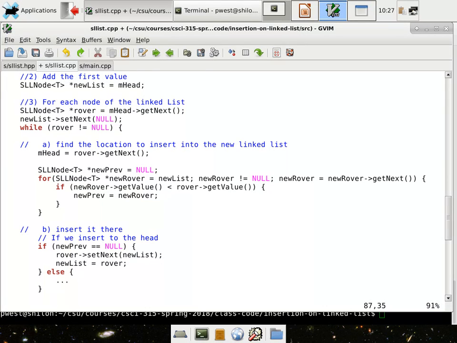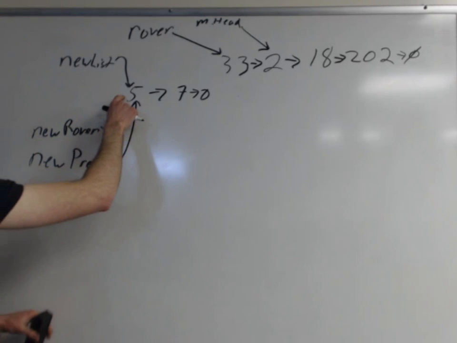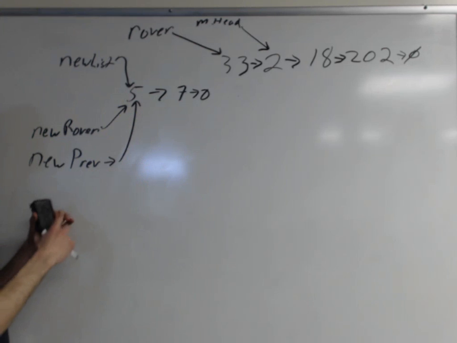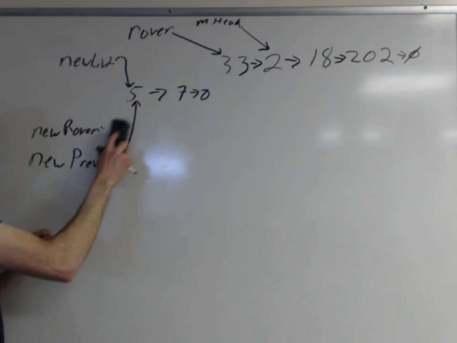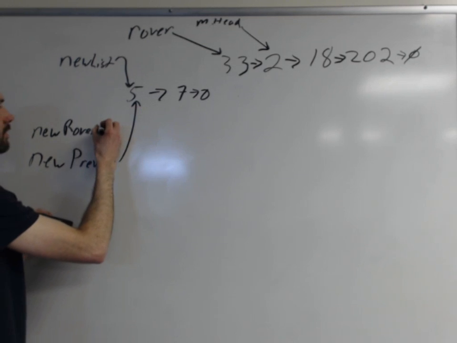That's it for this for loop. What's the post statement for this for loop? New rover equals new rover-next. Okay. So new rover, right here is 5. It's going to be rover dash next. So what is the new rover going to point to? The 7, because the 5 points to the 7.